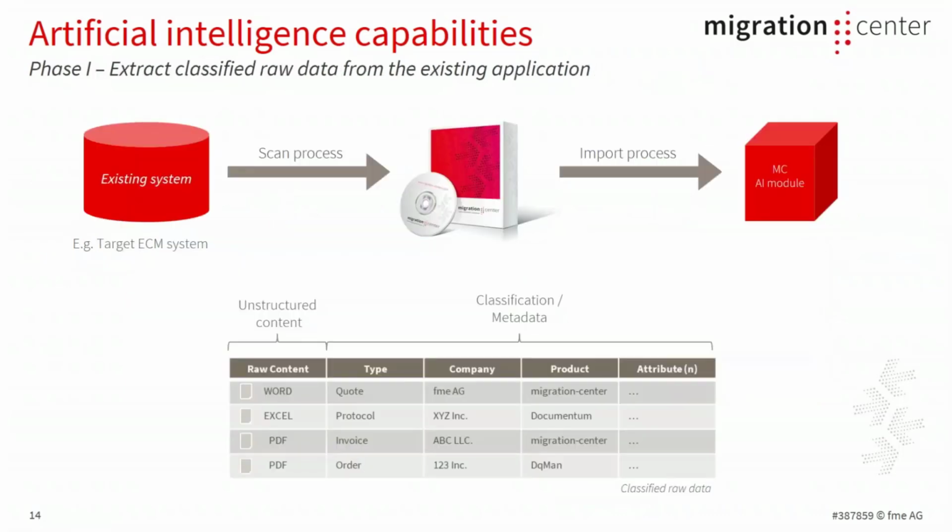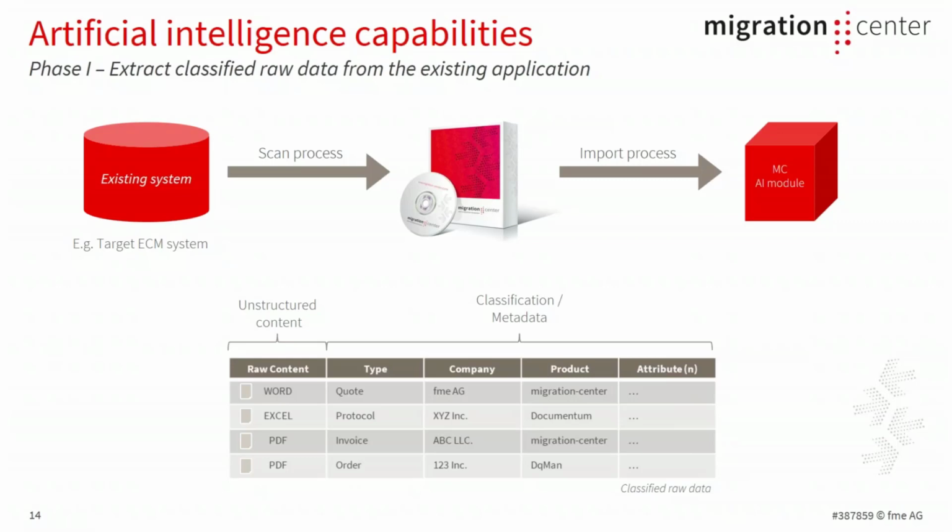But let's go a little bit deeper into the different phases. Let's start with extracting the classified raw data from an existing application. For that process, we use, of course, our Migration Center. We connect to the existing system, which could be, for example, the target system. Then we extract this information and import it into our Migration Center auto-classification model. The result is the unstructured content, like Word, Excel, PDF, PowerPoint, whatsoever, plus the existing classification and metadata of each document.